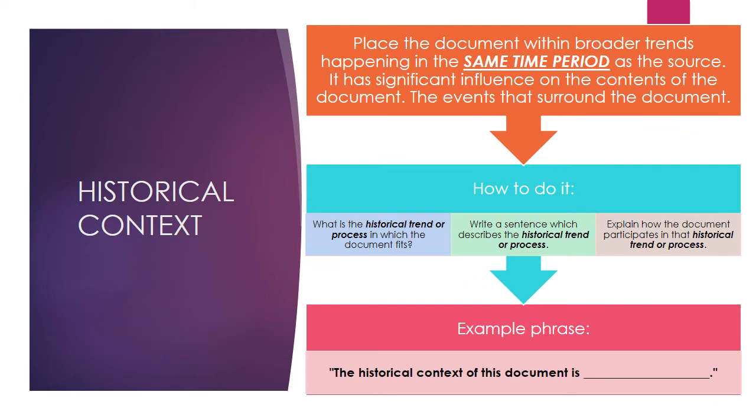The H in CHIPP stands for historical context. Place the document within the broader trends happening at the same time as the source. You need to also explain the significant influence of the contents of the document. So how do you do it? Number 1, what is the historical trend or process in which the document fits? So what's going on at the same time that the document's being written? So you're going to write a sentence which describes the historical trend or process, and then explain how the document participates in that historical trend or process.